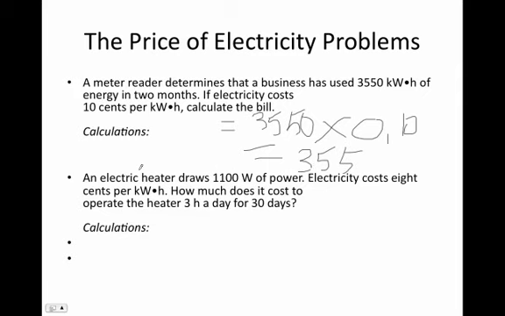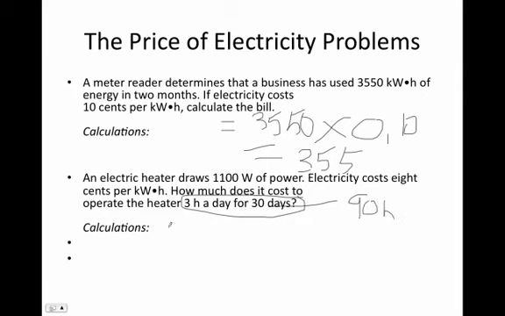Okay, an electric heater draws 110 watts. Electricity costs 8 cents per kilowatt hour. How much does it cost to operate for 3 hours a day for 30 days? So let's figure out how many hours this is first. 3 hours a day for 30 days. 3 hours times 30 days, so that's 90 hours in the month.